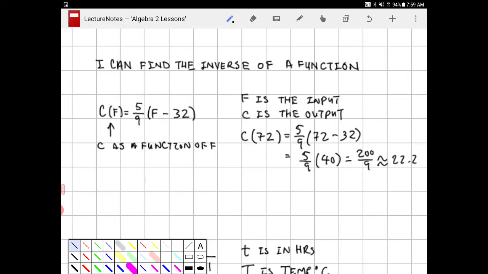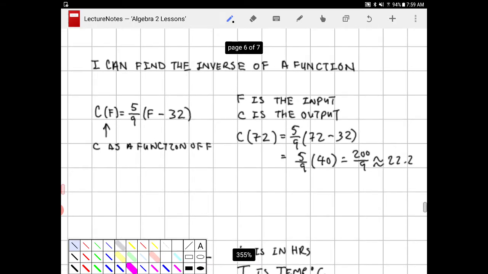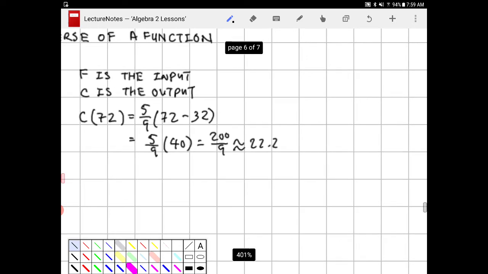So let's say you're in a chemistry lab, and all the experiments are conducted in the metric system, but you only have a temperature reading in Fahrenheit. So something like this would come in handy. Now suppose you wanted to travel outside the United States. Everywhere else in the world, the temperature reading is in Celsius, pretty much, with the exception of some places. But most of the world uses degrees Celsius.